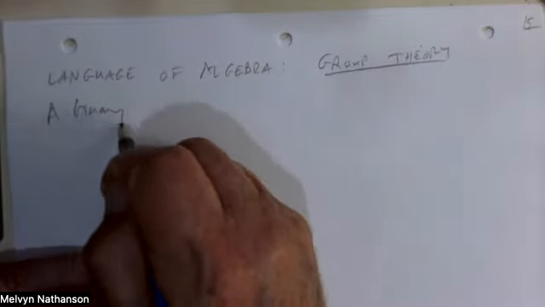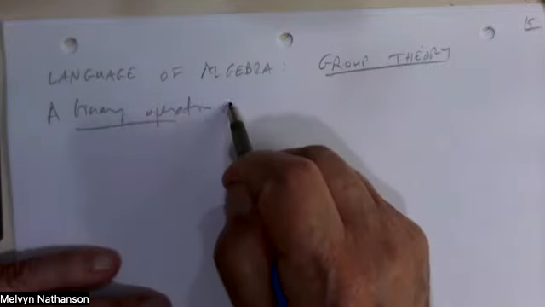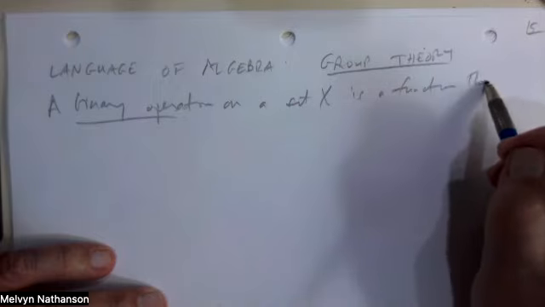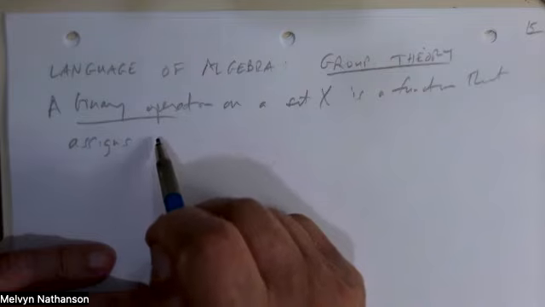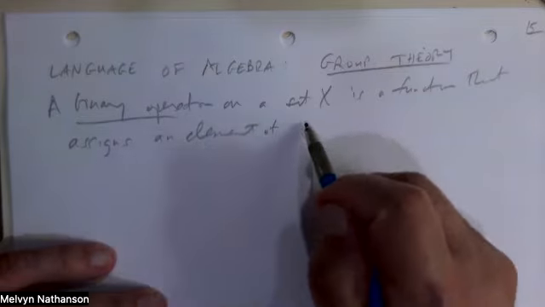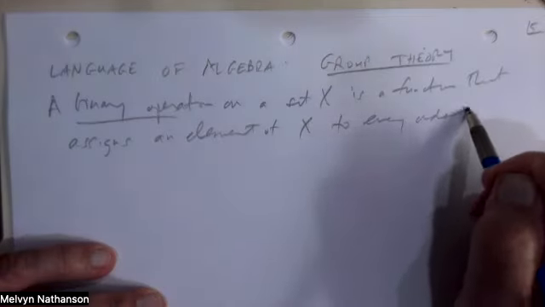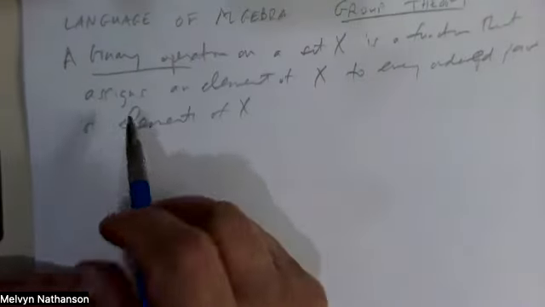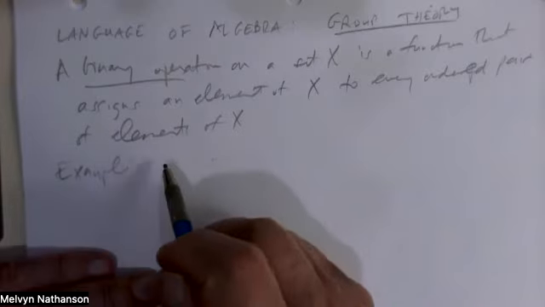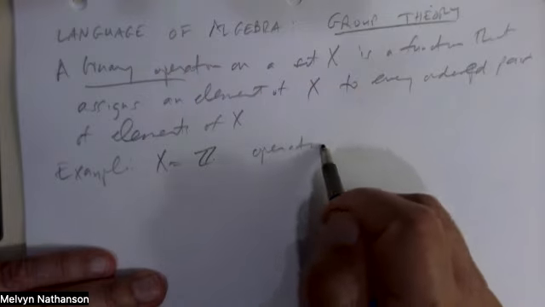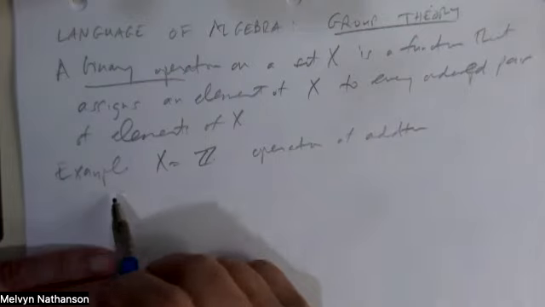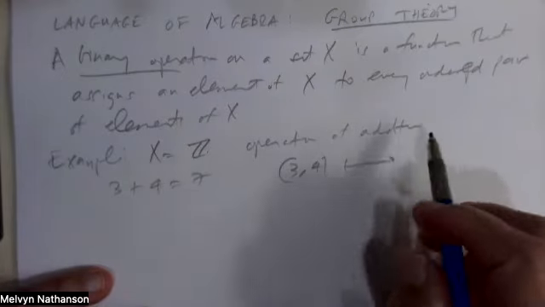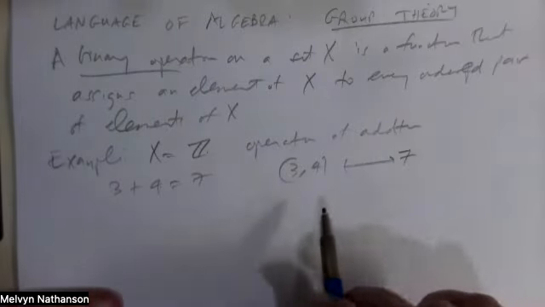But addition and multiplication are examples of what are called binary operations. So a binary operation on a set X is just a function that assigns an element of X to every ordered pair of elements of X. For example, if X is the integers, we could have the operation of addition. 3 plus 4 equals 7. So to the ordered pair of numbers 3, 4, we assign this number 7, 3 plus 4.